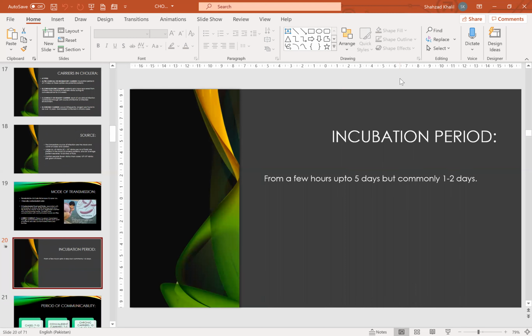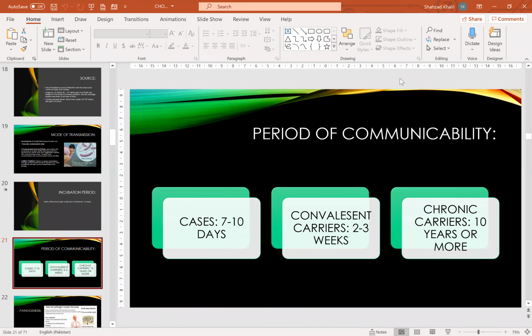Incubation period is from a few hours up to 5 days, but commonly 1 to 2 days. Period of communicability: cases 7 to 10 days, convalescent carriers 2 to 3 weeks, and chronic carriers 10 years or more.